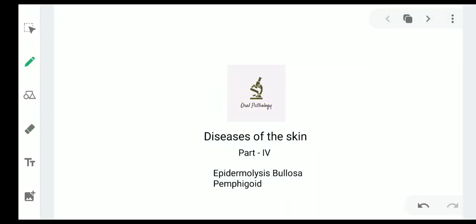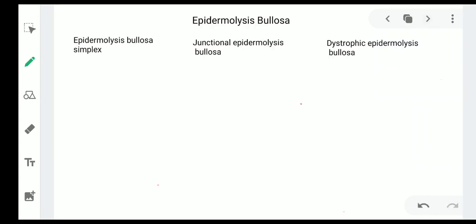In part 4 of diseases of the skin, we are going to study epidermolysis bullosa and pemphigoid. Now, epidermolysis bullosa is a group of inherited bullous disorders characterized by blister formation in response to mechanical trauma. Basically, we have three types of epidermolysis bullosa.